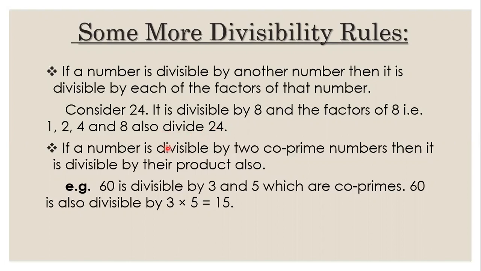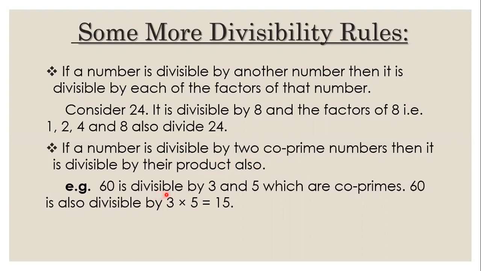Okay. Now the second rule is, if a number is divisible by two co-prime numbers, then it is divisible by their product also. Now what are co-primes? Two numbers which have only one common factor, 1, are called co-primes. That means two co-prime numbers will have only 1 as their common factor. Now, if a number is divisible by two co-prime numbers, then it is divisible by their product also.